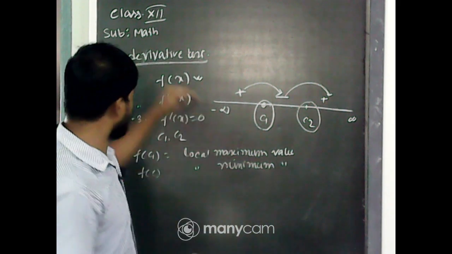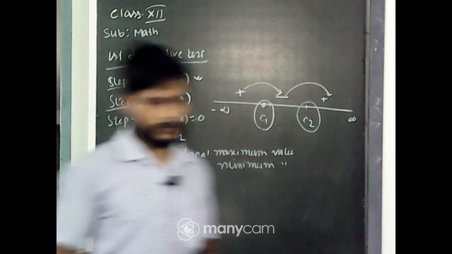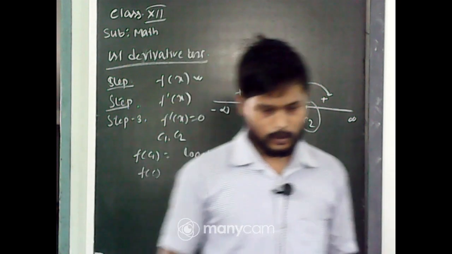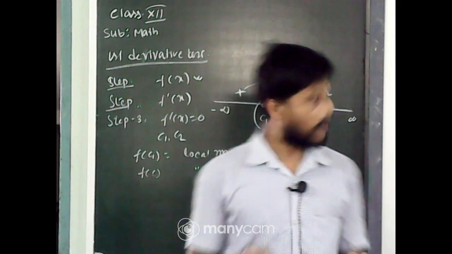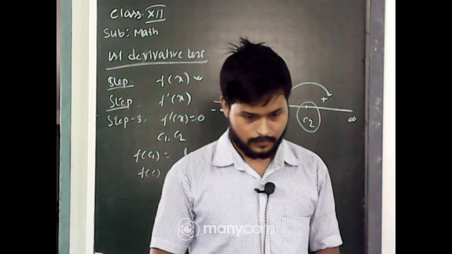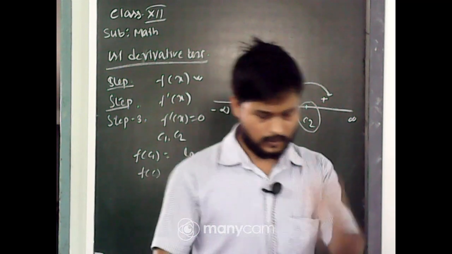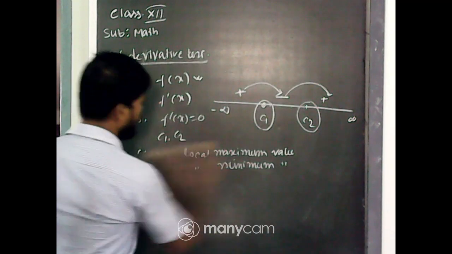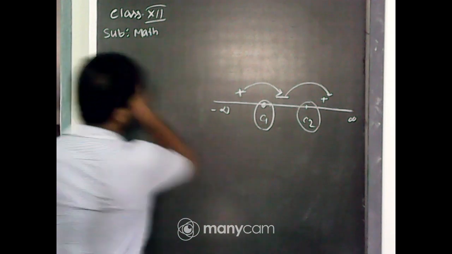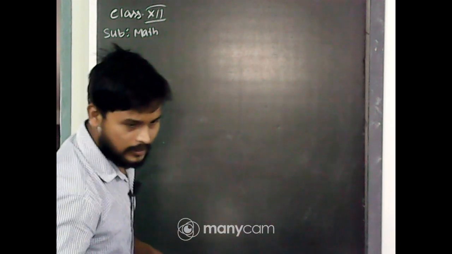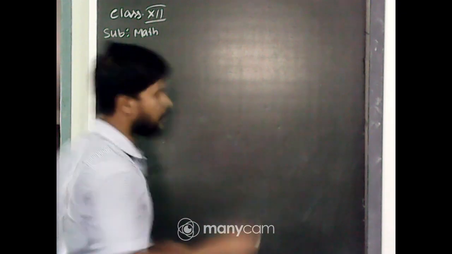Okay, so this is the step through which we can check whether a function has a local maximum value or local minimum value. Did you understand the step? Yes, I am giving you a question. Okay, so let's check. Find the local maximum value and local minimum value of the function.